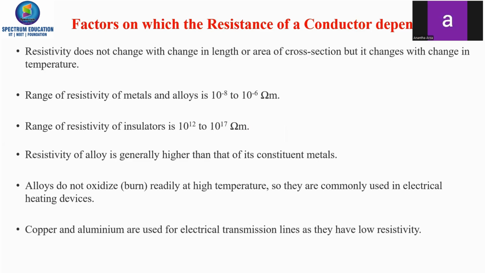Metals and alloys resistivity range is 10 power minus 8 to 10 power minus 6 ohm meter. Insulators resistivity range is 10 power 12 to 10 power 17 ohm meters. Generally, copper and aluminum are used for electrical transmission lines as they have lower resistivity.